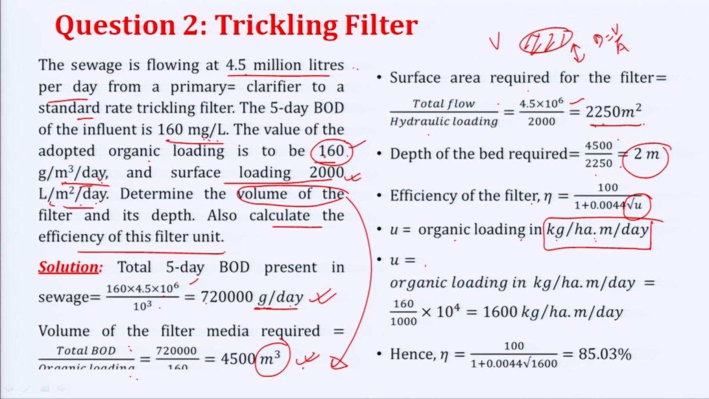So, U equals the organic loading in kg per hectare meter per day, which is 160 by 1000. Converting 160 grams by dividing by 1000 gives kg, and then multiplying by 10 to the power 4 converts meter square into hectare meter, per day. Put this value here, and you get eta equal to 85.03%. So, by using this equation you can easily calculate the efficiency of the trickling filter.